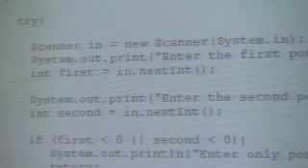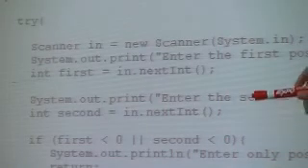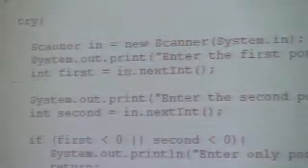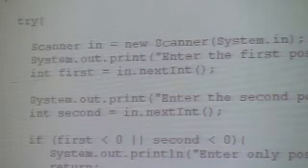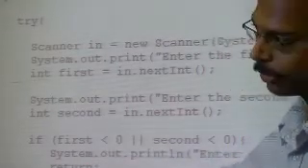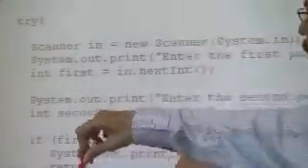After getting the two inputs, first and second, check if first is less than 0 or the second is less than 0. So if either way, we have to print an error message telling that the user can only enter positive integers. Then you don't want the rest of the program to be executed. So you can have this return semicolon.